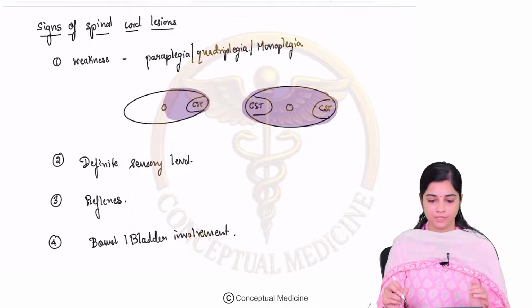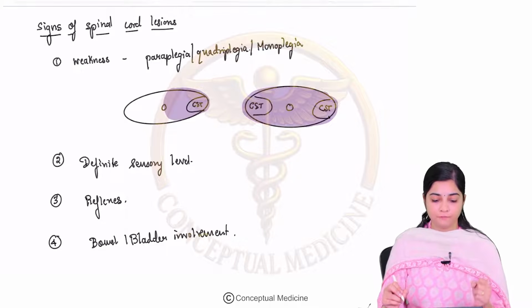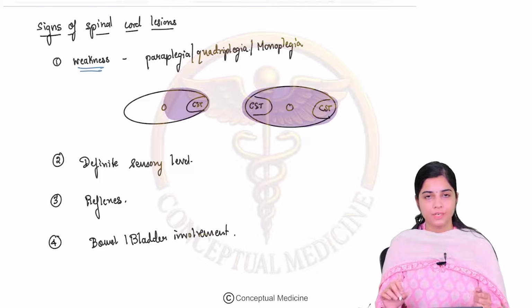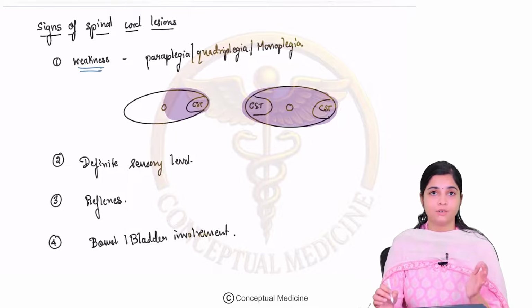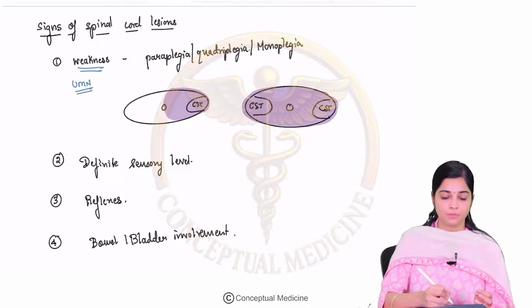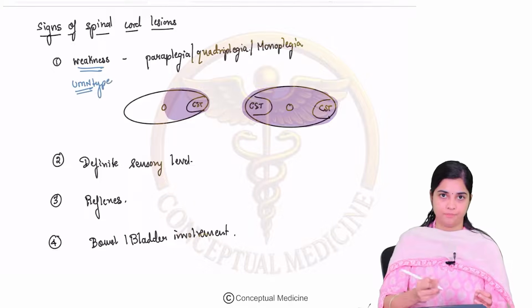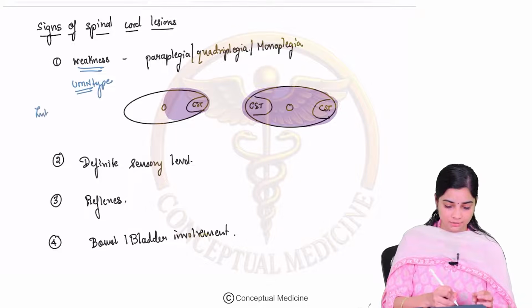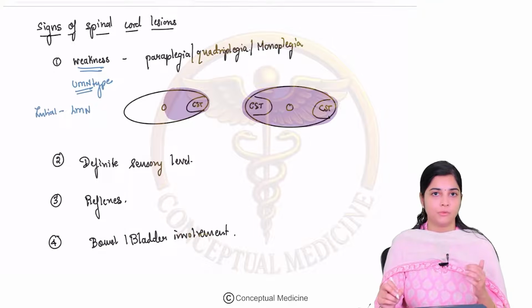Okay, so each and every word is very, very important. The first sign of a spinal cord lesion is the presence of a weakness. What type of weakness will a spinal cord lesion result in? It results in a UMN, an upper motor neuron type of lesion. Please remember that in the initial stage of spinal cord injury, you can have an LMN type of weakness.